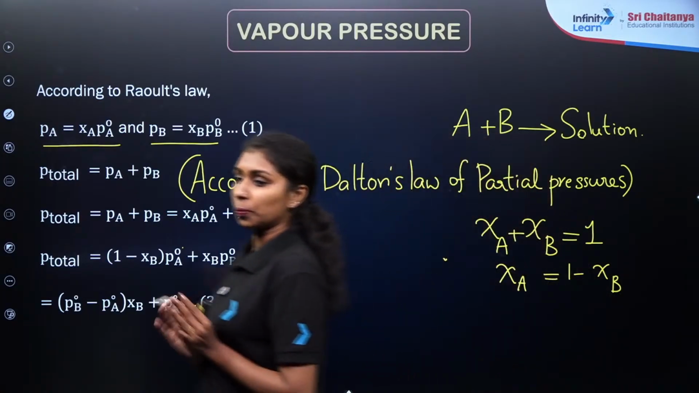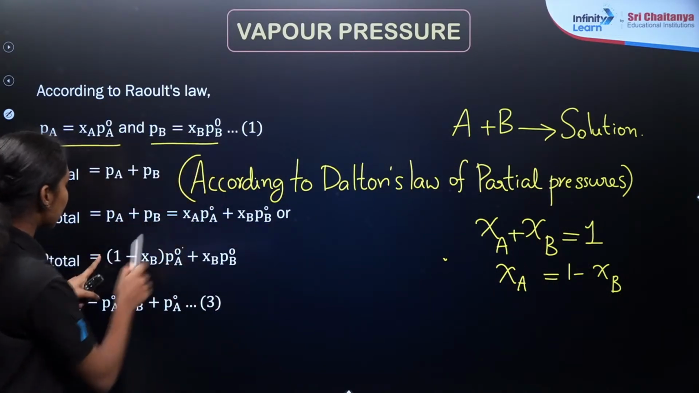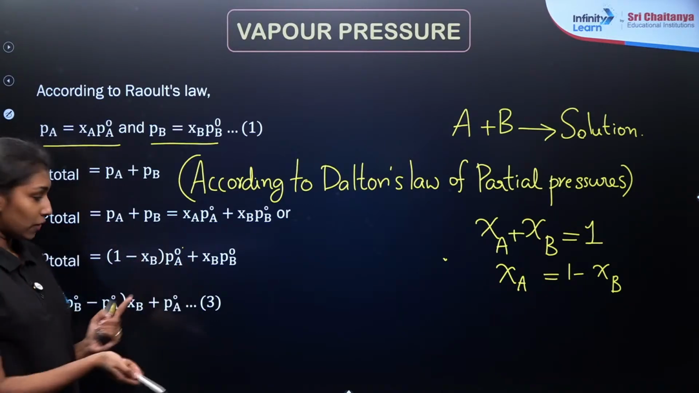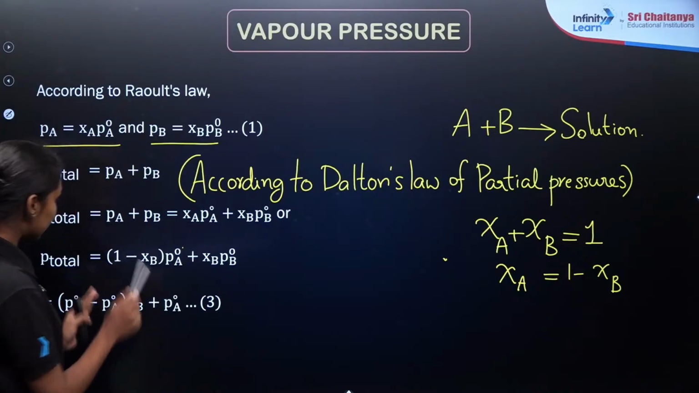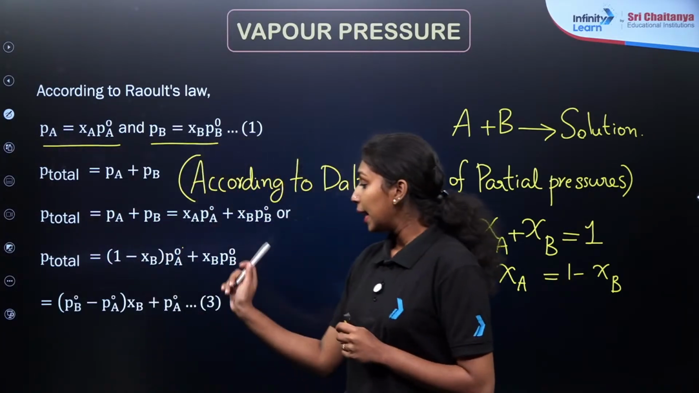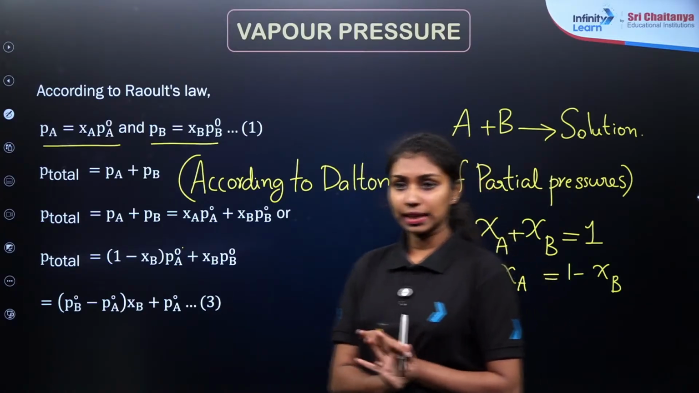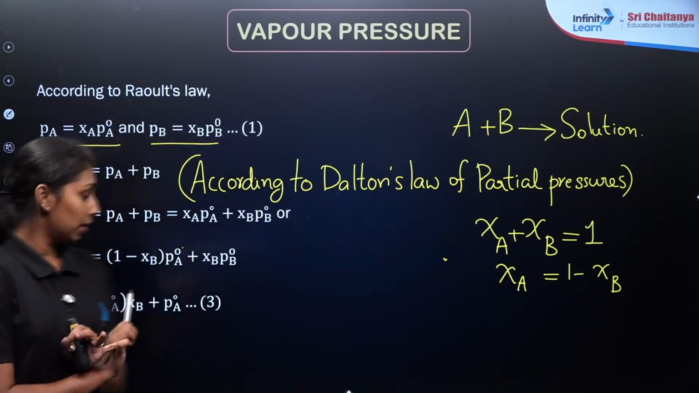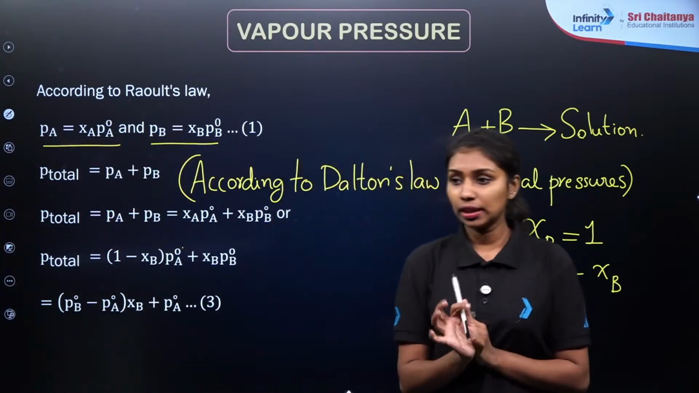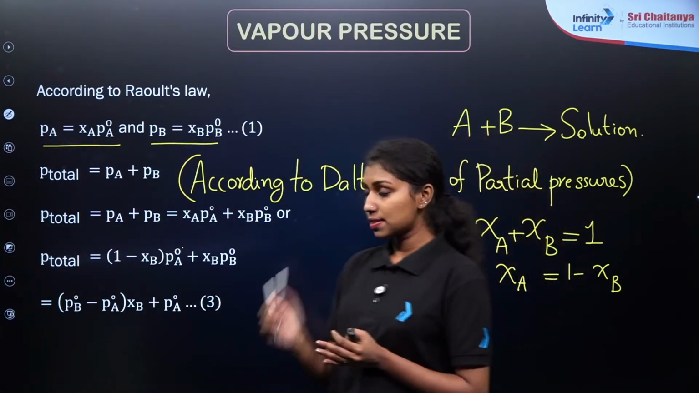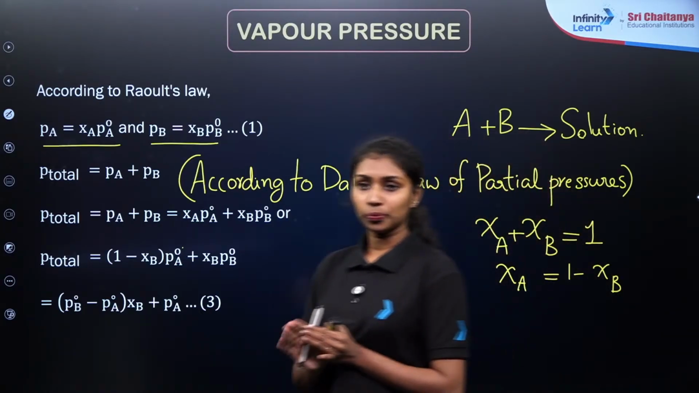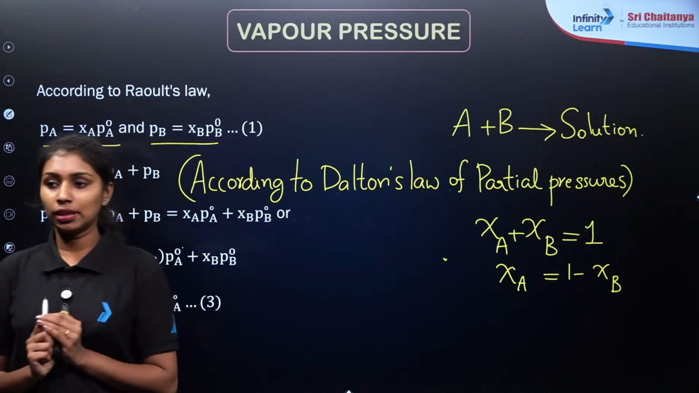So I am changing the value of chi A here as 1 minus chi B into PA0 plus chi B into PB0. Now, if you just solve this, you will get P total is equal to (PB0 minus PA0) into chi B plus PA0. Clear? This is the final expression for the explanation of Raoult's law in the case of liquid-liquid solution. P total is equal to (PB0 minus PA0) whole into chi B plus PA0. Is that clear?